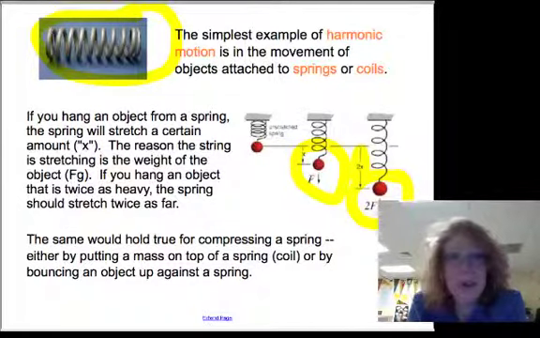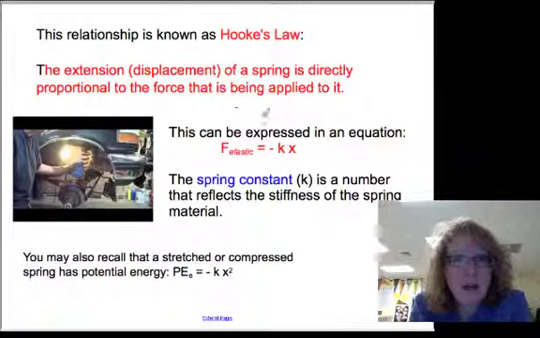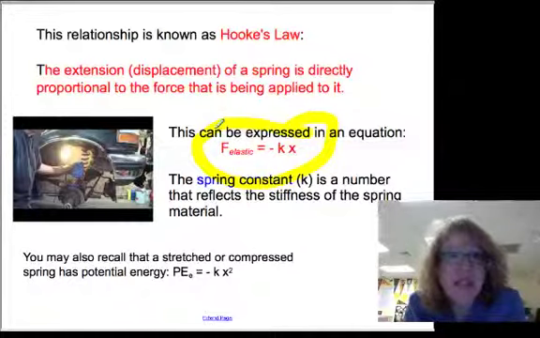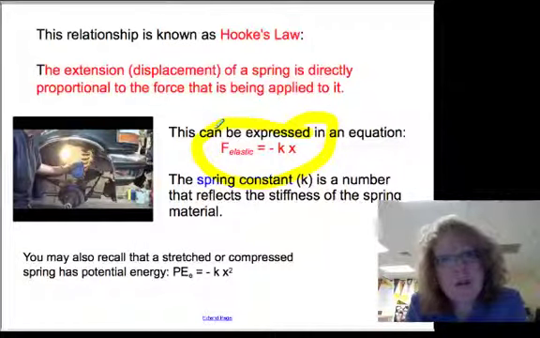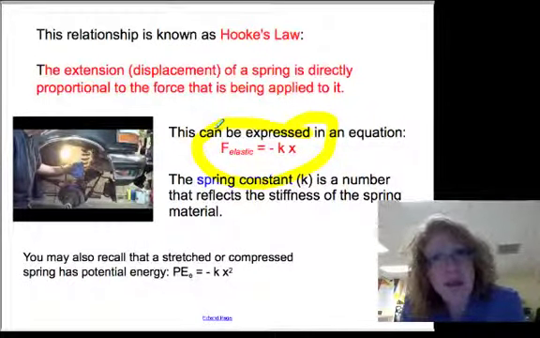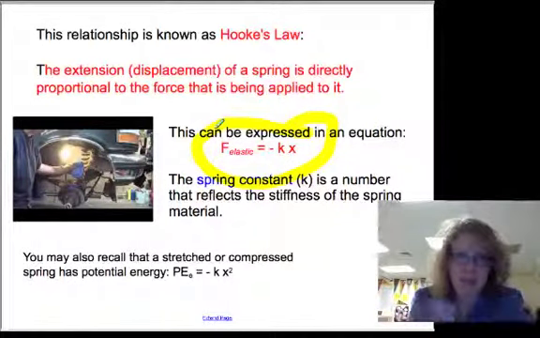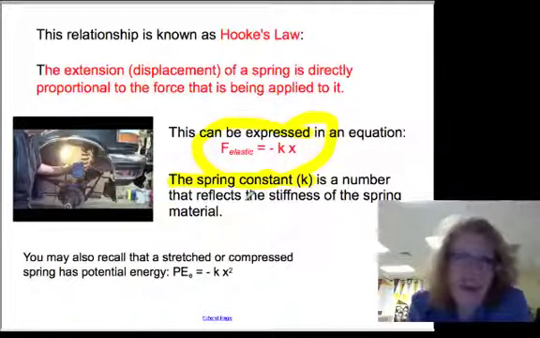This particular relationship is called Hooke's Law. Hooke's Law is a simple little mathematical equation. There it is. It states that the extension or displacement of a spring, or the compression of a spring as well, is directly proportional to how much force is being applied to it. Or vice versa, the amount of force being applied to it will be directly proportional to how much that spring is being expanded or compressed. How much is directly related to this thing called the spring constant. The spring constant is simply a number. It's called K, and it talks about how stiff the spring is.